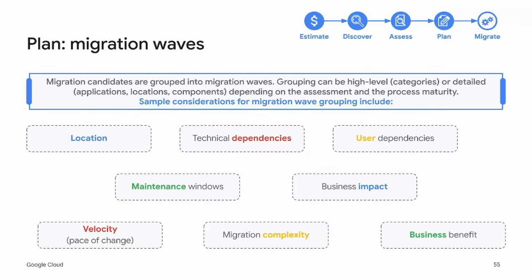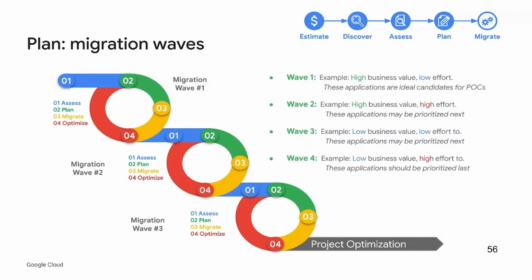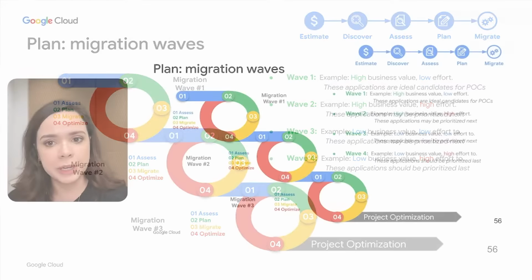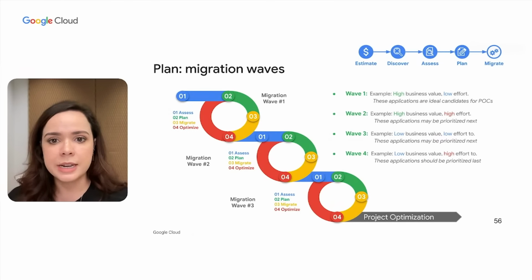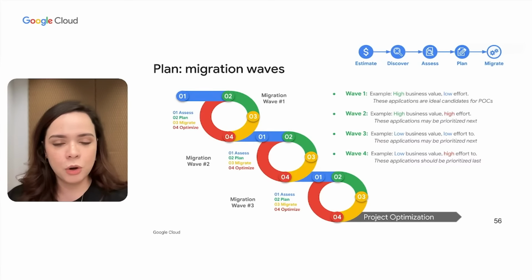So once you have all those insights from the assessment, you can plan your migration in what we call waves. A migration wave is just a group of applications that you will migrate together, and you can group those applications in a way that makes sense for your business. For example, for your first wave, you might want to choose the applications that have high business value but are also easy to migrate, and this gives you a quick win and helps you learn in the process. And then you can move into more complex applications in later waves. This approach makes your whole migration process much more manageable.